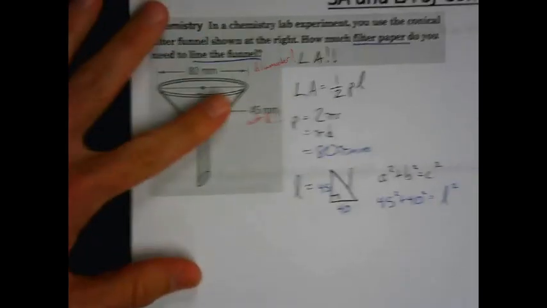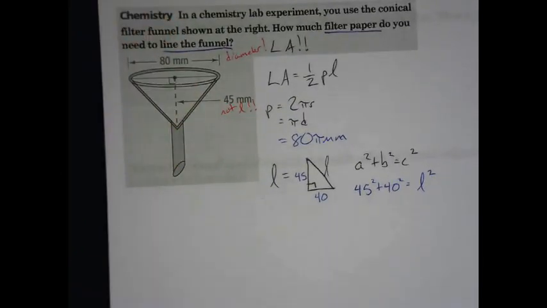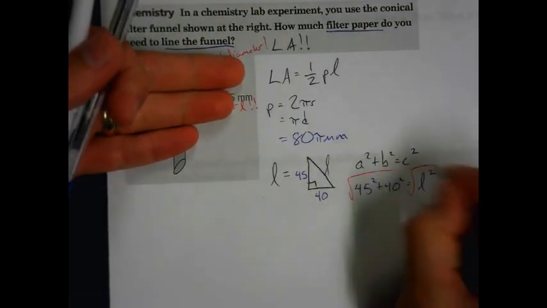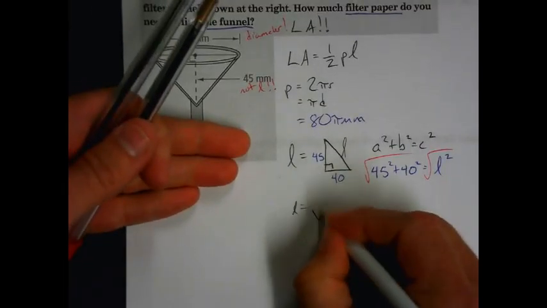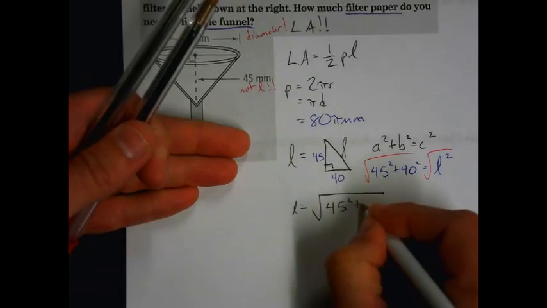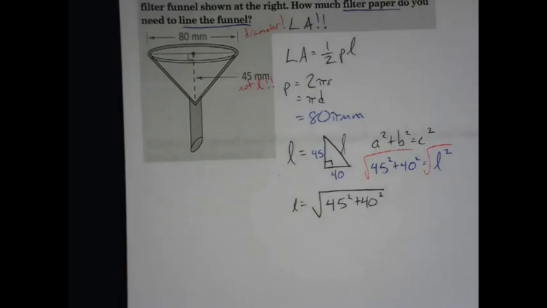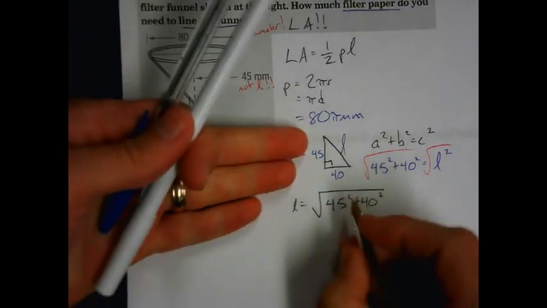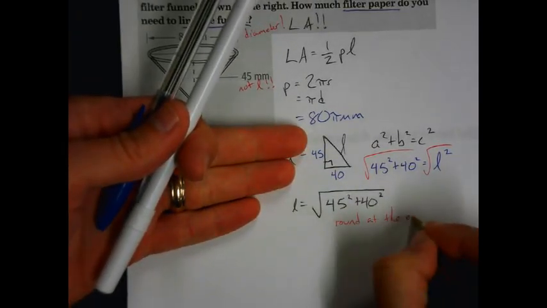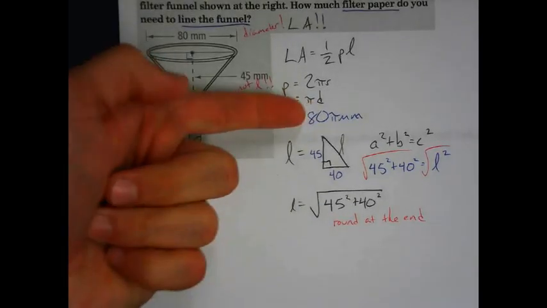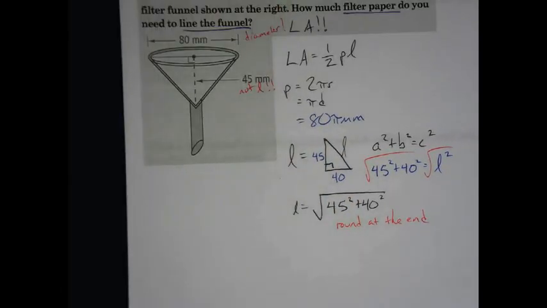So how do we find the slant height here? Remember, the whole thing is that we round at the end. What we're going to do is take the square root of both sides. So our slant height is going to be equal to the square root of 45 squared plus 40 squared. And we're going to leave it like that because we round at the end. There are a few roundings that are going to take place here. So this is our slant height. We have our perimeter, we have our slant height, and now we are ready for the formula.